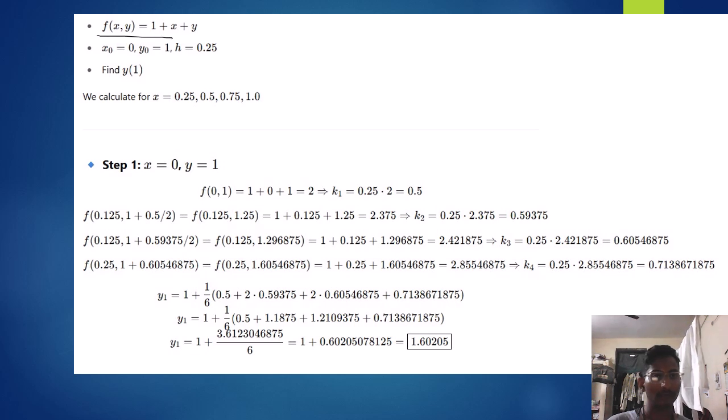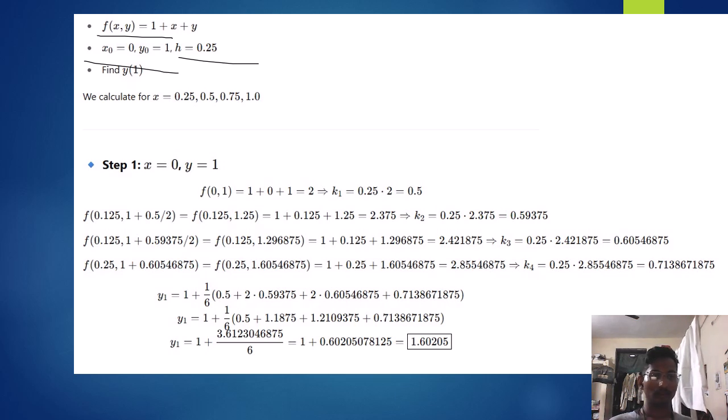So f of x, y is equal to 1 plus x plus y, and find the value of y at x is equal to 1. x0 is equal to 0 and y0 is equal to 1. h is equal to 0.25. We calculate for x is equal to 0.25, 0.5, 0.75 and 1.